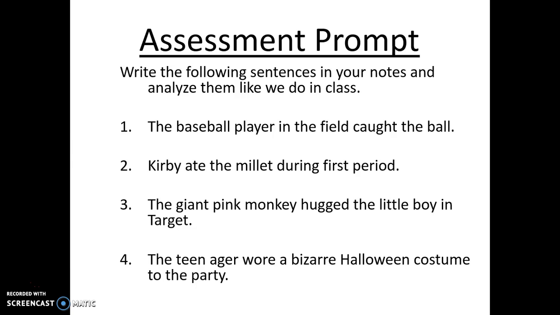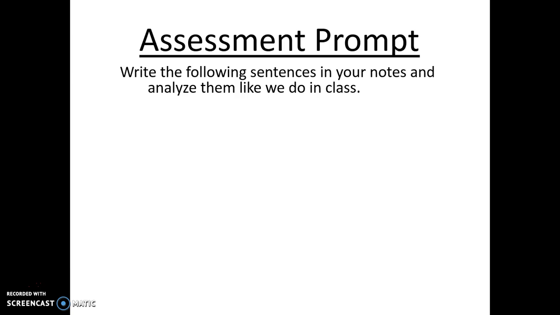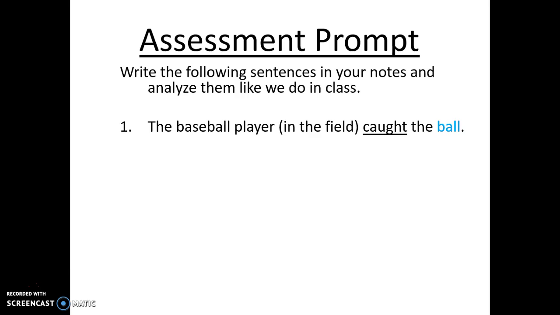All right, let's see what they look like when you analyze them for the direct object. Sentence 1. In the field is your prep phrase. Caught is your verb. It is an action verb. What was caught? Ball. Ball is your direct object. Sentence 2. Kirby ate the millet during first period. Your prep phrase is during first period. Your verb is ate. Ate is an action verb. What did Kirby eat? Millet. Millet is your direct object.